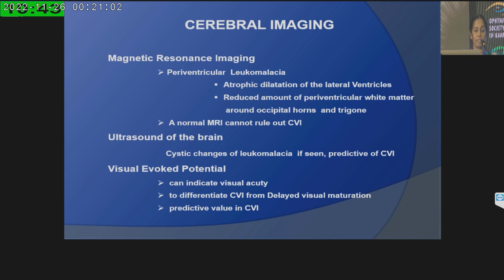Then VEP can indicate visual acuity and it may be predictive in CVI. Most importantly, it can differentiate CVI from delayed visual maturation. But delayed visual maturation is a retrospective diagnosis. I am not going into the detail because Dr. Samyukta will be talking about delayed visual maturation.